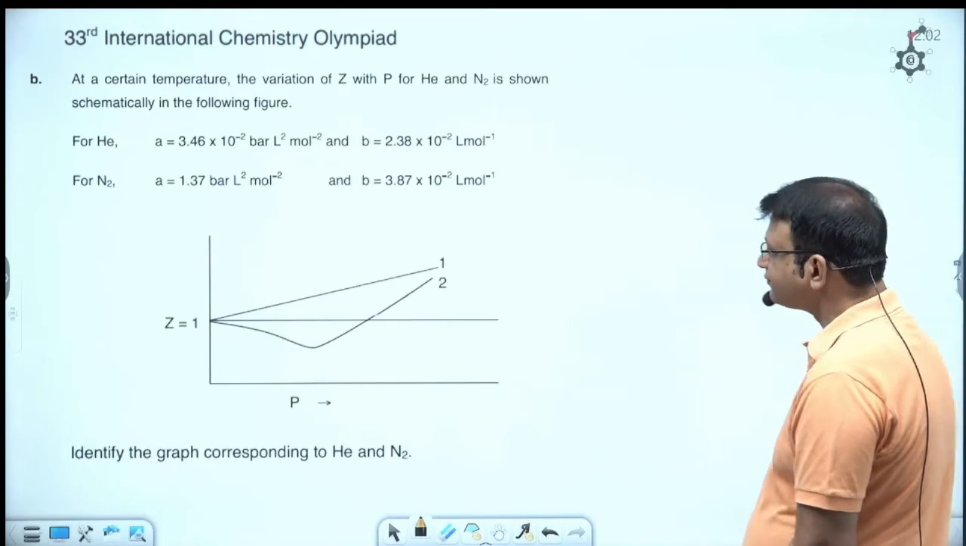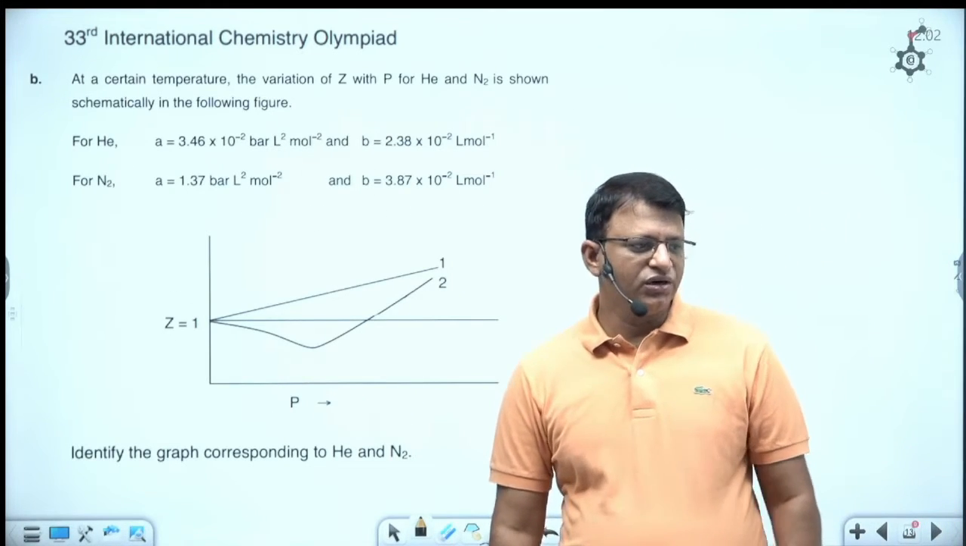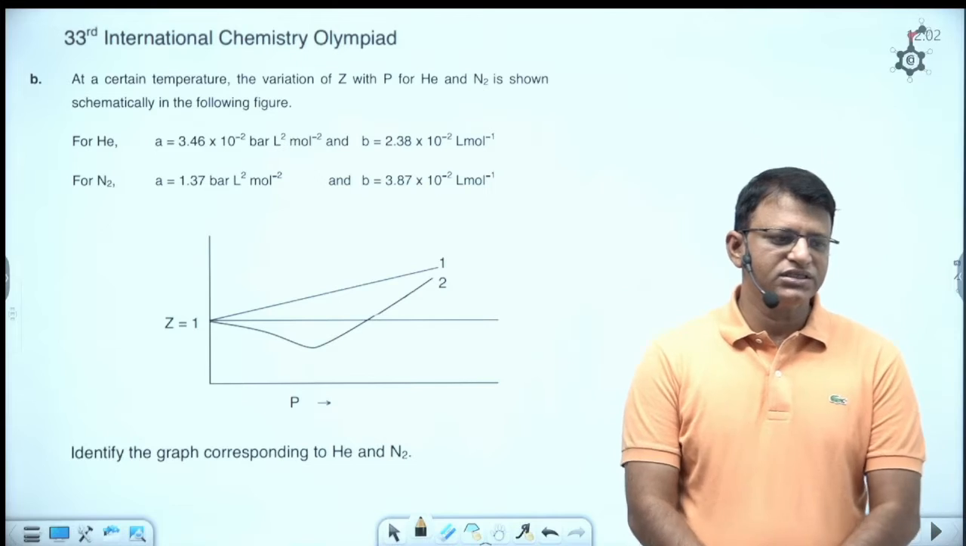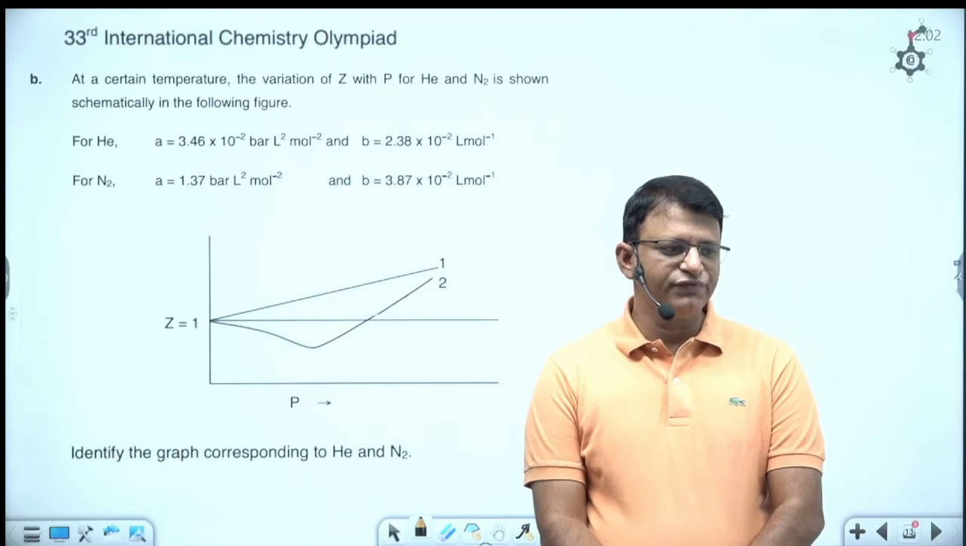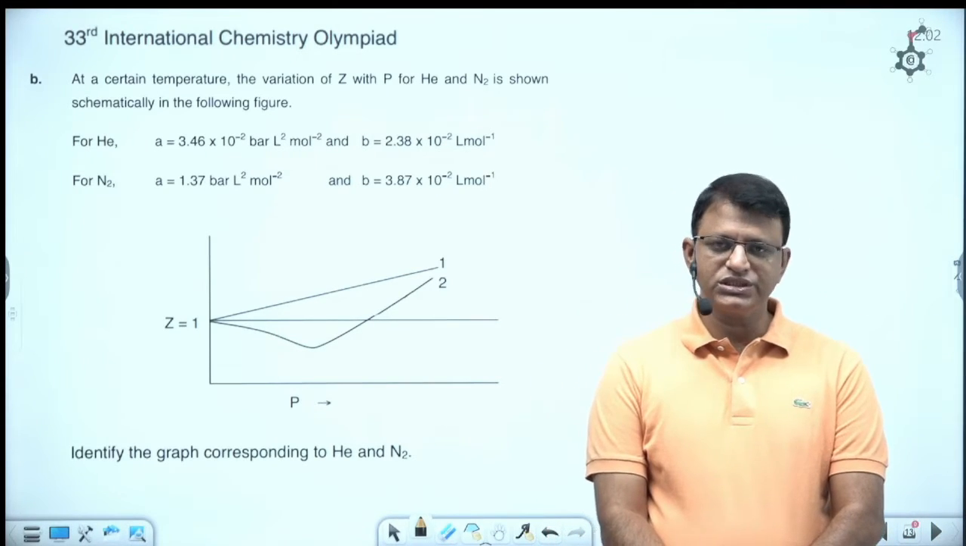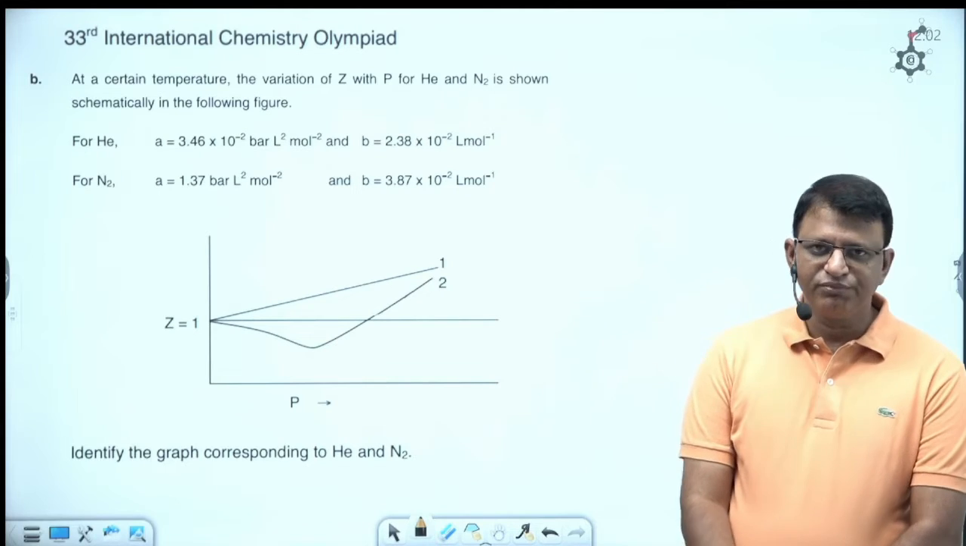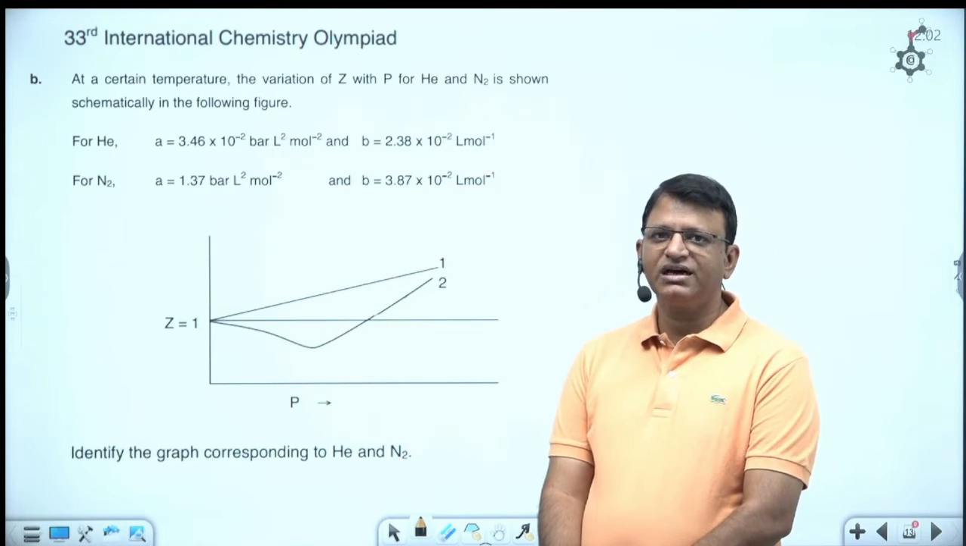The B part of this question: at a certain temperature the variation of Z versus P for helium and nitrogen is shown schematically, and from here we have to find which graph is for which gas.